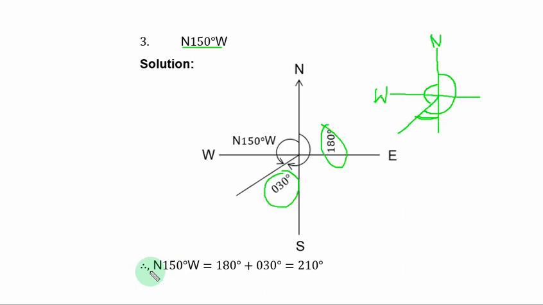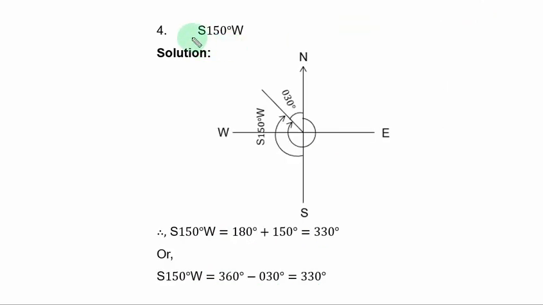Therefore, north 150 degrees west is equal to 180 degrees plus 030 degrees, and that is 210 degrees.